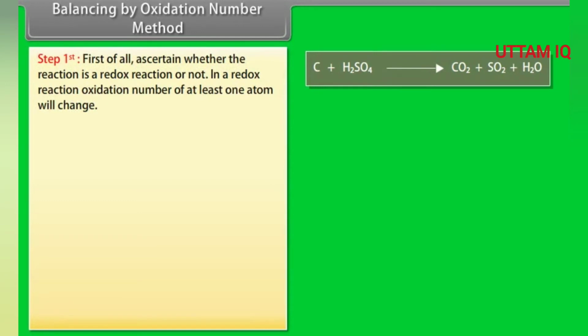Balancing by oxidation number method. Step first. First of all, ascertain whether the reaction is a redox reaction or not. In a redox reaction, the oxidation number of at least one atom will change.